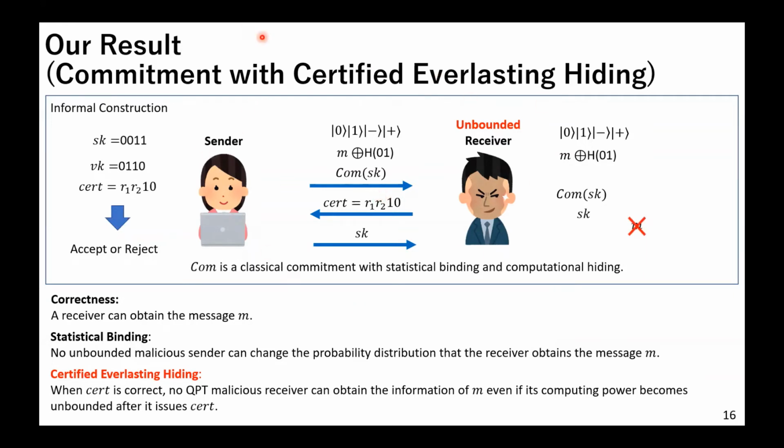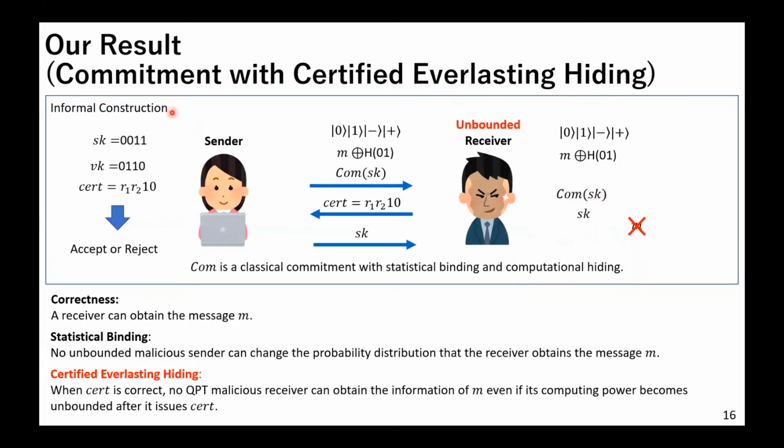Intuitively, this is what certified everlasting hiding guarantees. Now, I will explain the intuitive reason why our construction satisfies certified everlasting hiding. When the receiver's computing power is limited, he cannot obtain the basis of these quantum states from the commitments, since the classical commitment satisfies computational hiding.